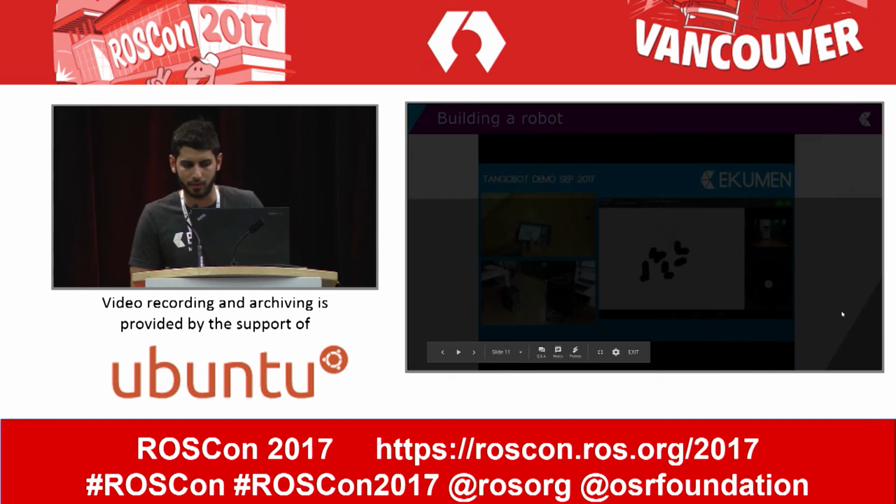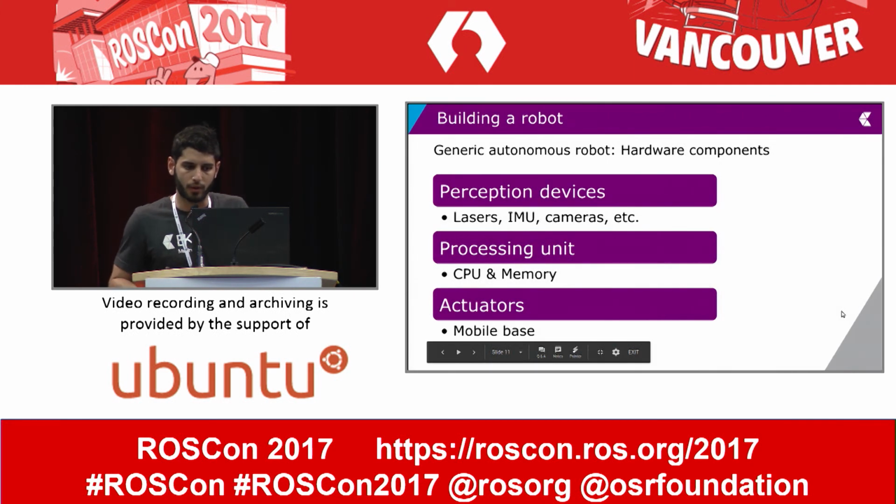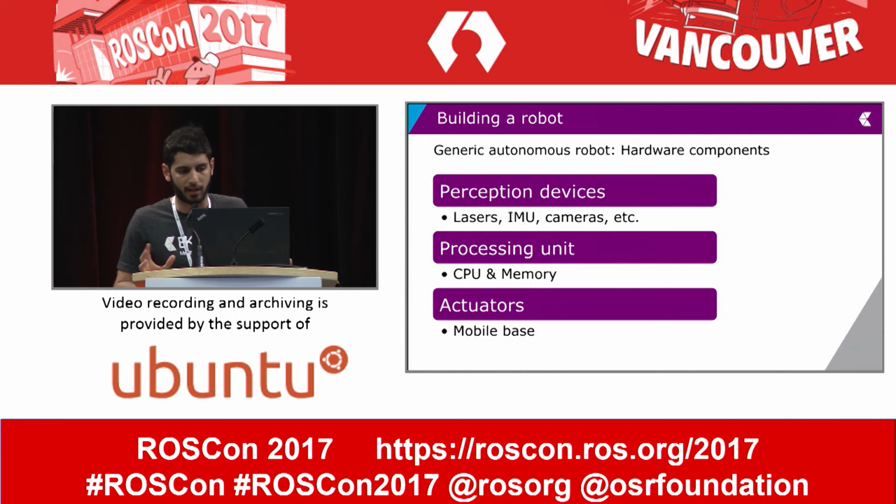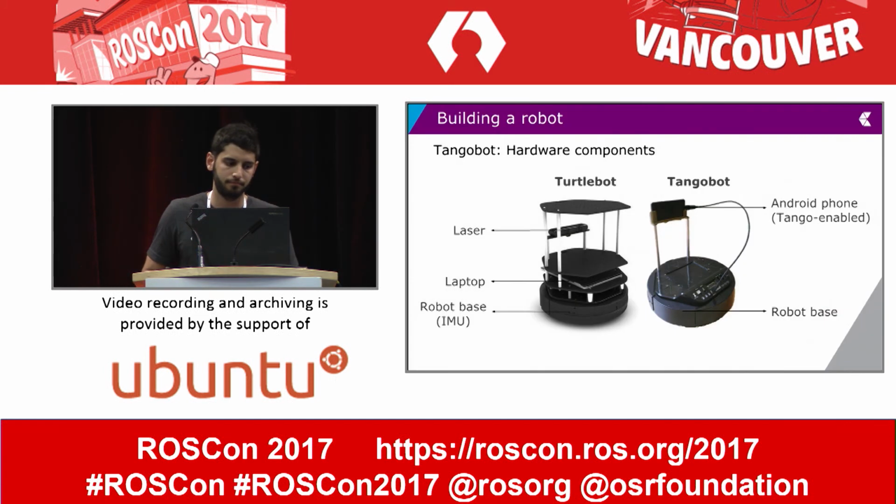Okay, that's with the video. So now we would like to review a little bit the hardware and the software components of the robot. From a generic point of view, any autonomous robot basically needs a perception system, such as sensors like cameras, IMUs, and so on, lasers, whatever you want. A processing unit to process all the information coming from the sensors and from the user input. And then an actuator, which is basically the mobile base to take the robot where it has to go.